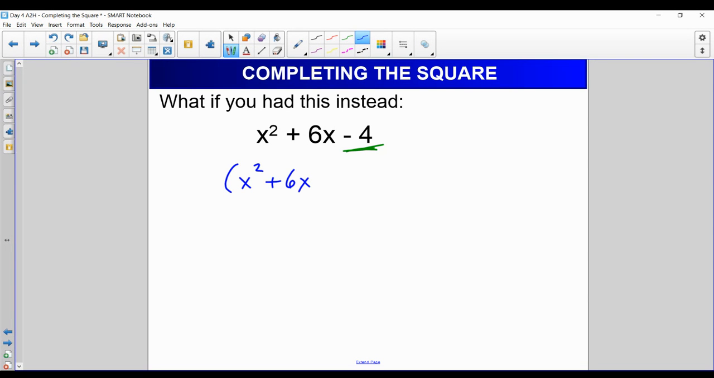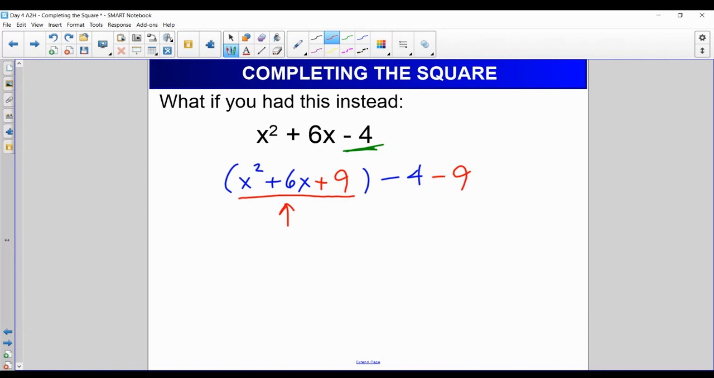So what I'm going to do is keep the parts with x's, and I'm just going to shove that little -4 out to the side. So inside the parentheses, I'm doing exactly what I did before. I'm saying what is half of 6? 3. What is 3 squared? 9. Okay, but I can't change a mathematical statement. If I want it to remain exactly the same as what it was, if I put 9 in, don't I have to take 9 back out?